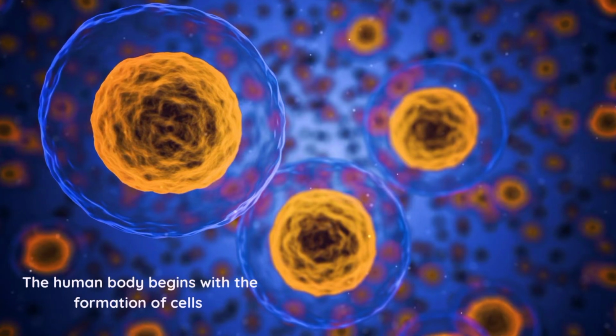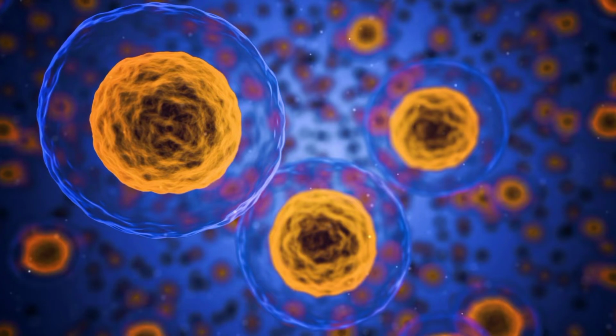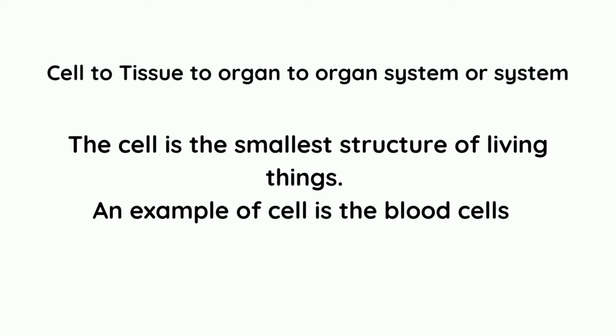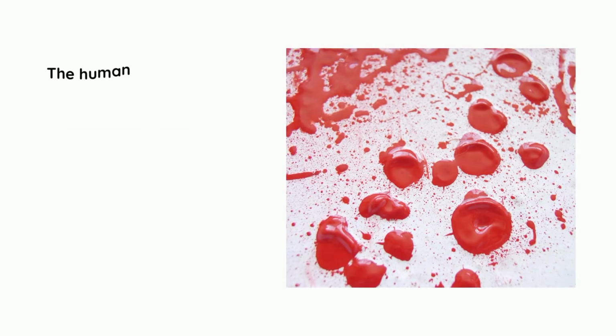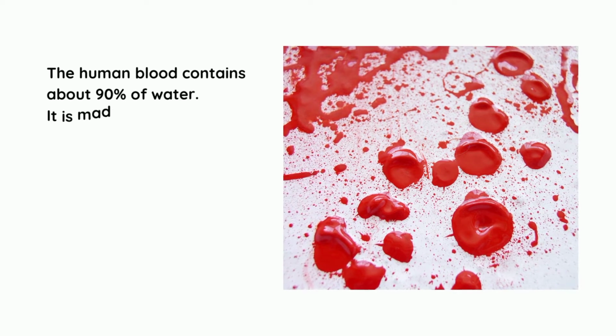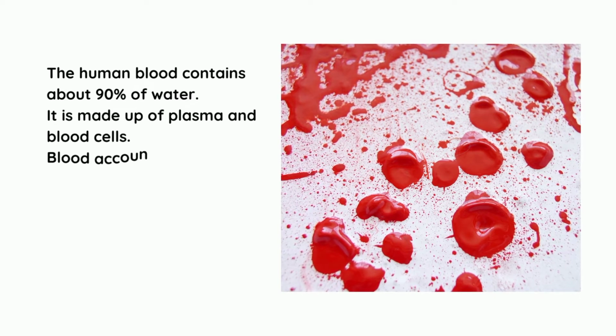It is these cells that come together to form tissue, and when many tissues come together, they form an organ. And when many organs come together, they form a system, or what we call an organ system. An example of cells in our body is the blood cells. We're going to be looking closely at the blood cells today.